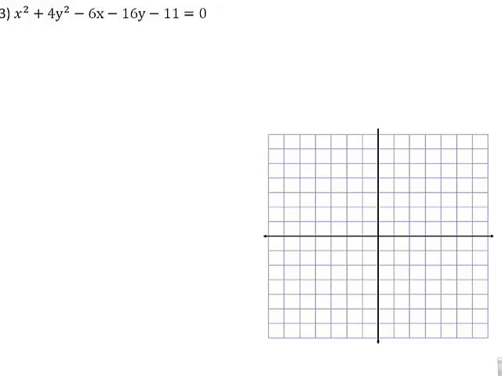And this time we have to put it into the form. So x squared plus 4y squared minus 6x minus 16y minus 11 is equal to 0.